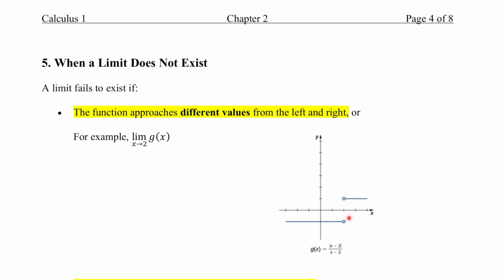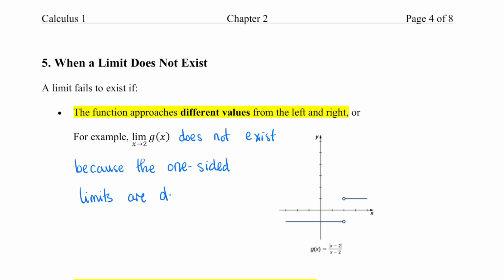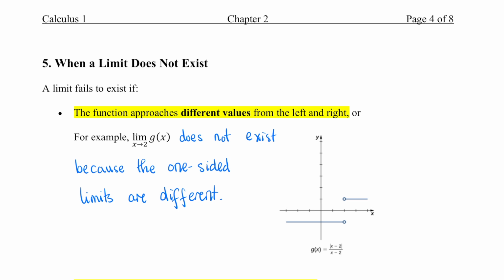Since the left-hand limit and the right-hand limit are not equal, the overall limit does not exist. Even though each side has a value, they are different. So we say the limit does not exist because the one-sided limits are different. For a limit to exist, the left-hand limit must equal the right-hand limit. If they are different, the limit does not exist.